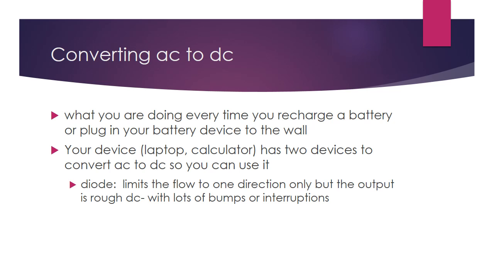What the diode does is it limits the flow to one direction. Okay, so it only accepts the direction that it needs and it ignores the other side. So remember, AC is changing directions. First it goes one way and then it flips and turns. So the diode takes it and only accepts that one direction, which is going to make it kind of bumpy and rough. There's interruptions, there's gaps.